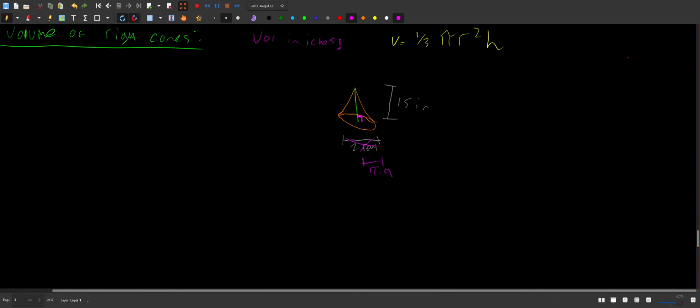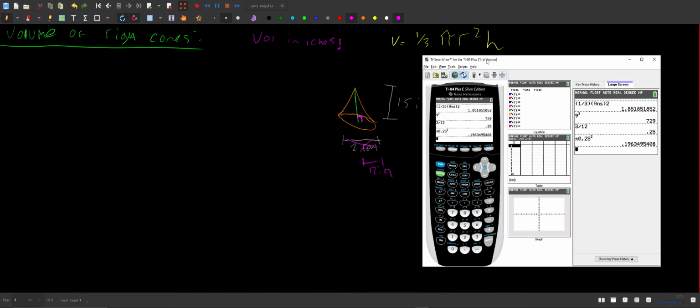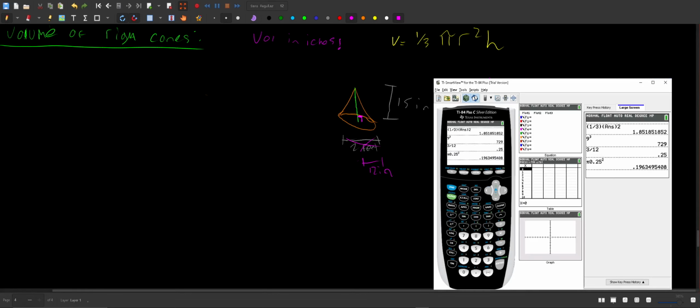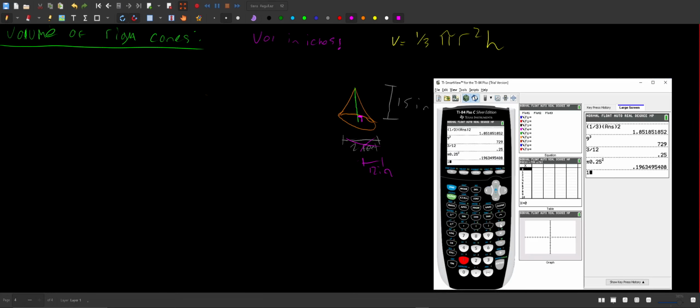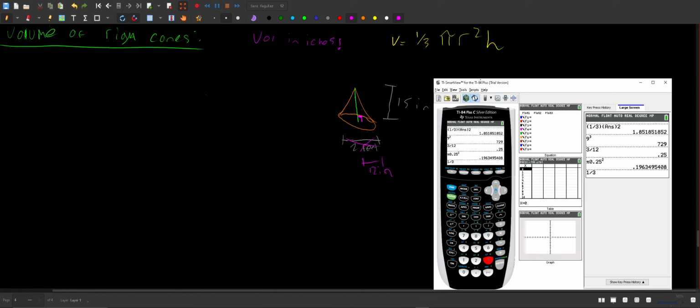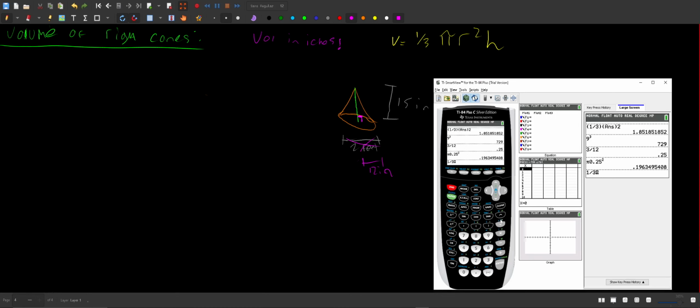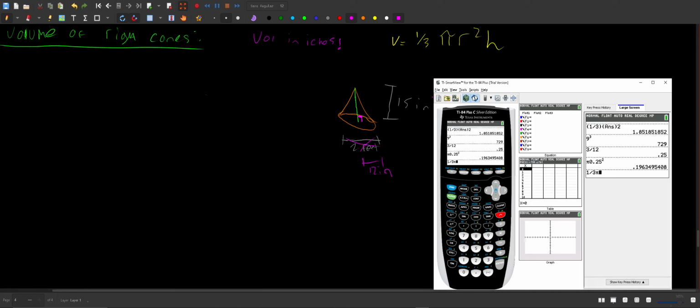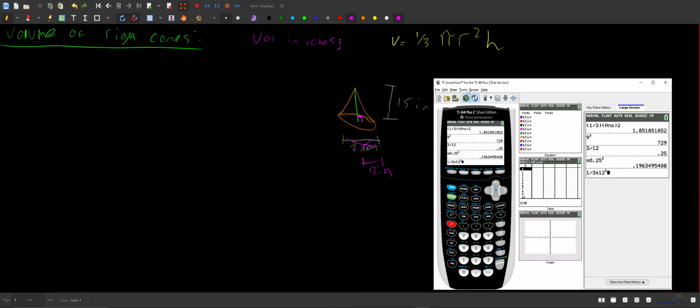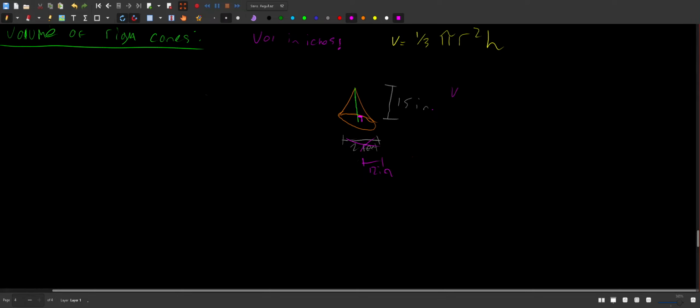So 12 inches here, 15 inches here. So we're going to want to plug this in. So 1/3, 1 divided by 3 times pi. And then the radius, which is 12 inches, so 12 squared. And then times the height, which is 15. Enter. Give us our answer, 2261.9.